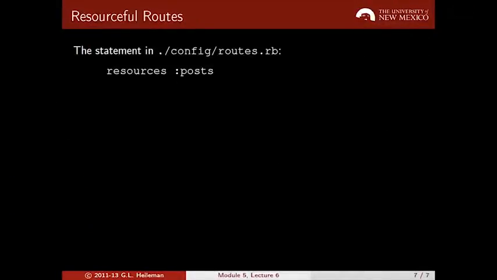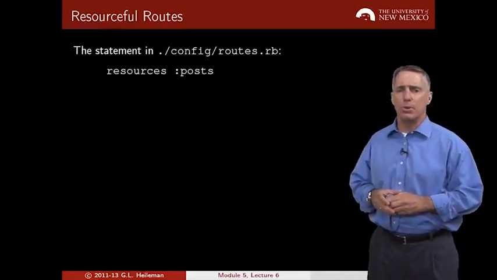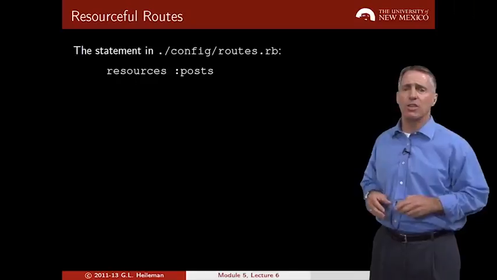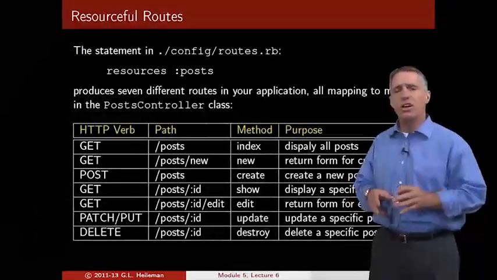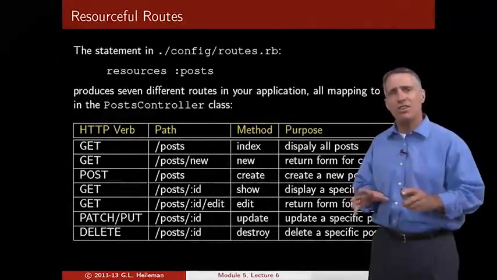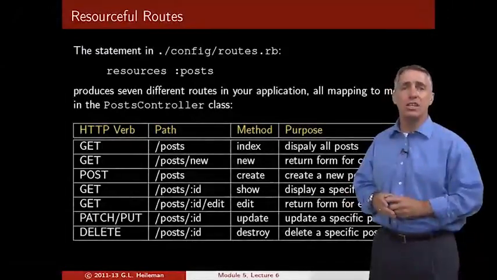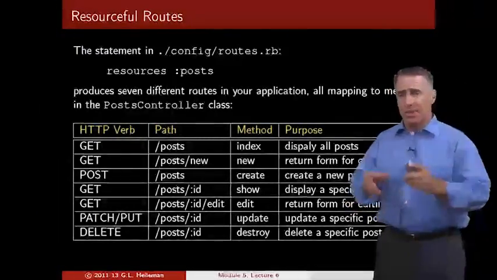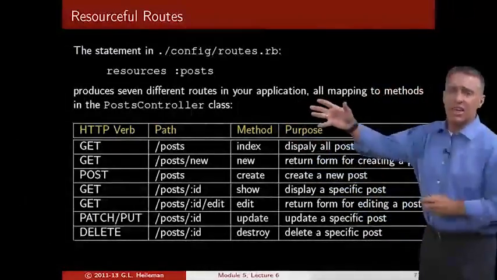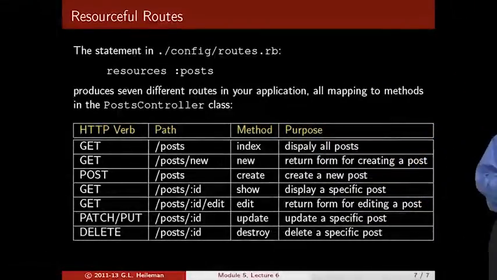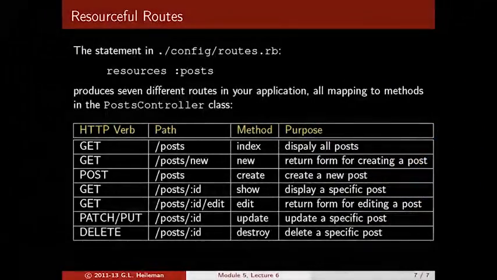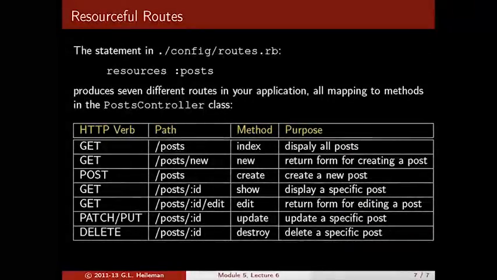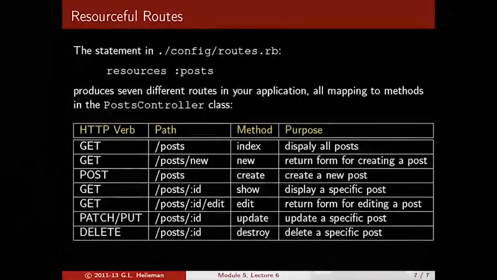Now let's look at the statement in routes.rb. It says, resources posts. Again, this doesn't look like what I showed you previously. What this does is it produces the 7 RESTful routes that you need to have a RESTful application. And these are them. So on the first side, you see the HTTP verb. It's either GET, POST, or these others that we've already gone over. The path, and what this path refers to is the URL that you would use.